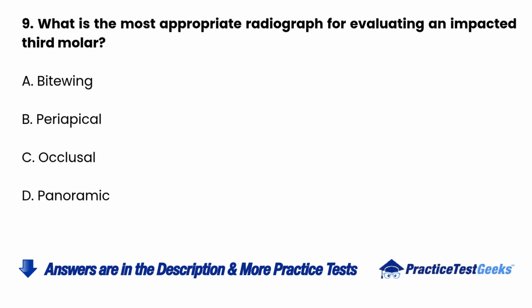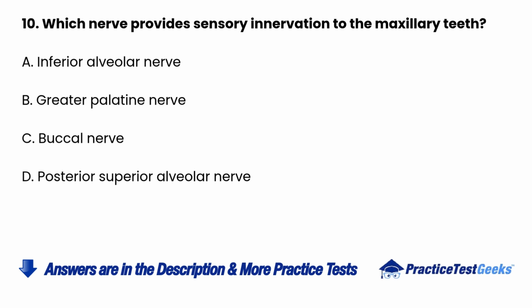9. What is the most appropriate radiograph for evaluating an impacted third molar? A. Bite wing. B. Periapical. C. Occlusal. D. Panoramic. 10. Which nerve provides sensory innervation to the maxillary teeth? A. Inferior alveolar nerve. B. Greater palatine nerve. C. Buccal nerve. D. Posterior superior alveolar nerve.